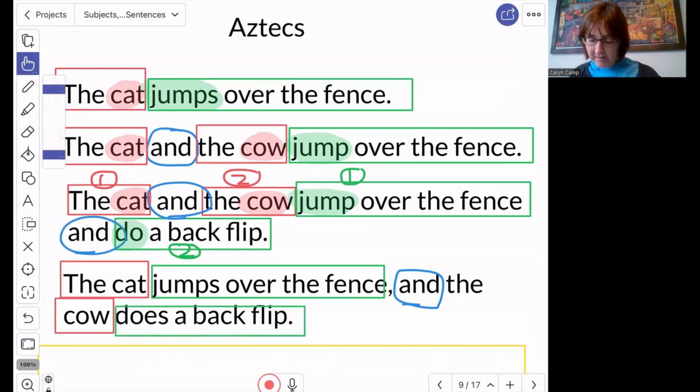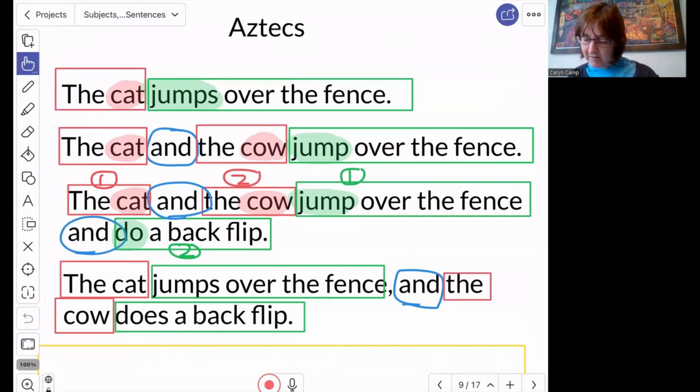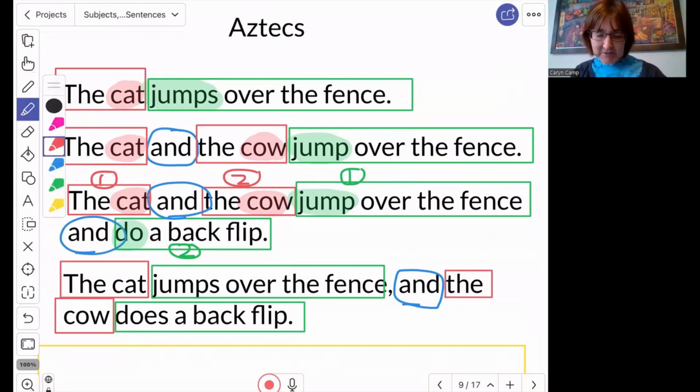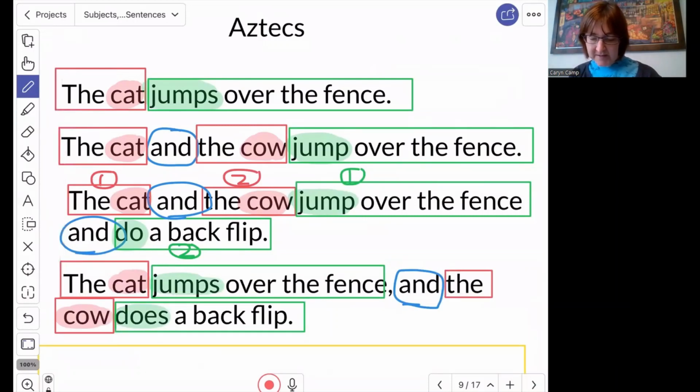Now, I did not get the word the in there. The is part of this complete subject, the cow. Okay, so who are our simple subjects? Cat and cow. What are our simple predicates? Jumps and does. And notice we have red, green. That's a compound sentence. So let's see what we got going on here. This cat is jumping over a fence, and this cow is doing a backflip. The cat is not doing a backflip. The cow is not jumping over a fence.